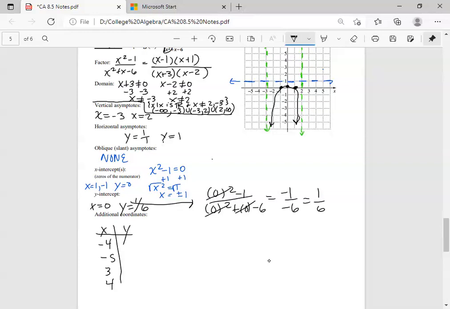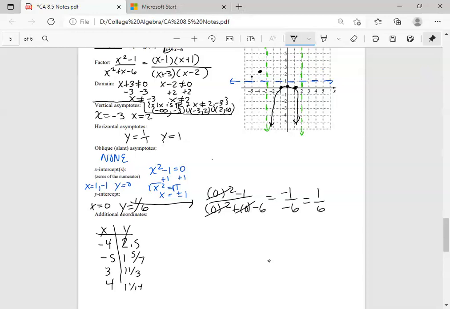So 3 was 1 1/3. 4 was 1 1/14. -4 was 2.5. And -5 was 1 5/7.